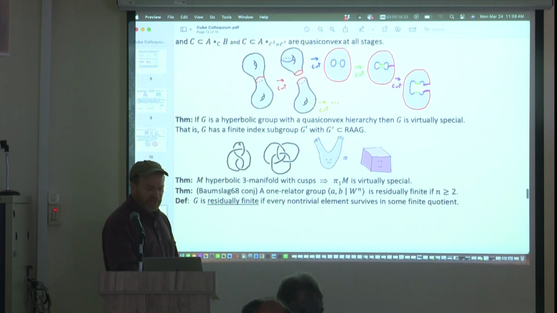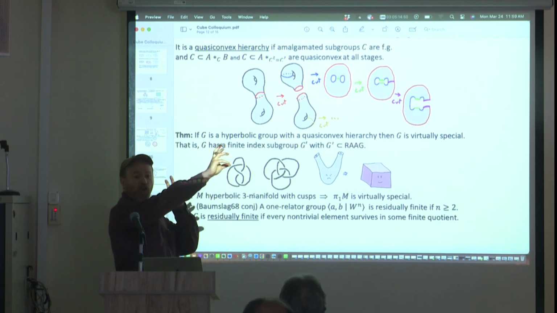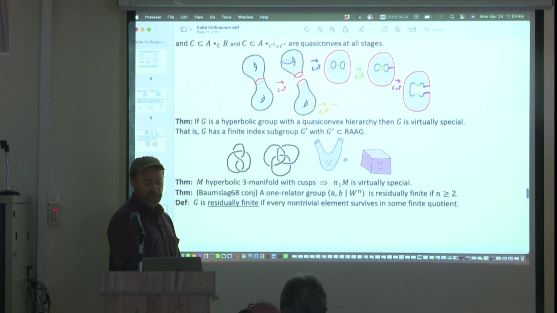And I did this in some other cases. I was very interested in the three-manifold case. I did it also for any hyperbolic three-manifold that has cusps. So these are not a closed hyperbolic three-manifold, but one that has little tori off at infinity.